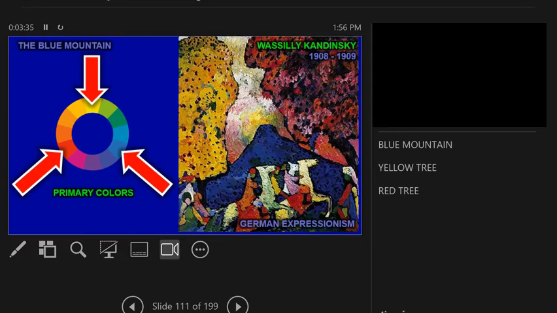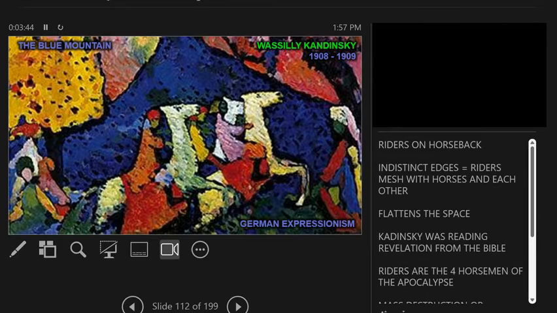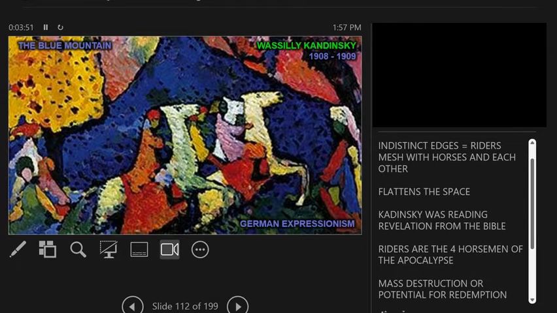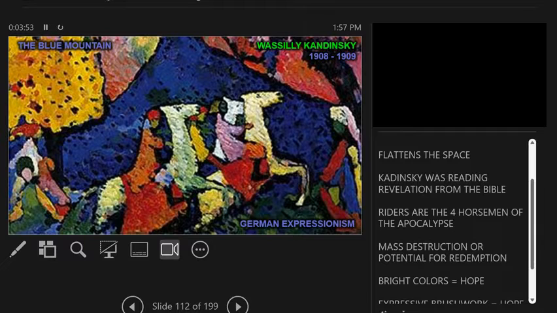And in this painting right here, he's using a lot of the primary colors. We have a blue mountain, yellow trees, and red trees. Then if you look closely at the riders on horseback, we have very indistinct edges. The riders mesh with their horses and each other, and this flattens the space. These could be almost like cutouts of construction paper all pasted together, right?